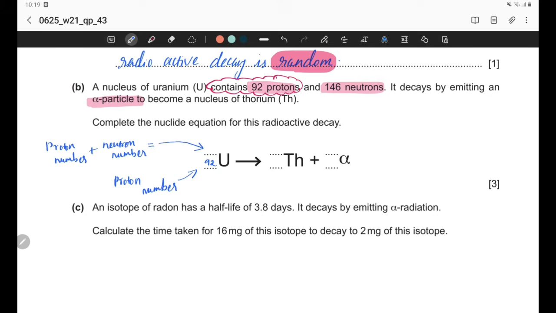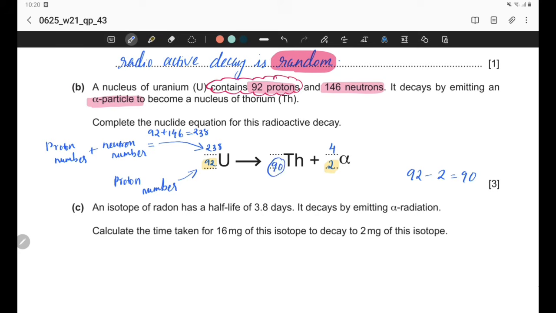So the proton number is 92 plus neutron number is 146, which is 238, which is the mass number. So we can write 238 here. And when it decays by alpha particle, we should know alpha particle is equal to a helium nucleus, so its proton number is 2 and mass number is 4. So in order to balance the LHS and RHS of the equation, what should be the value of the proton number of thorium? That must be 92 minus 2, so we will get 90. So for thorium, its proton number is 90.